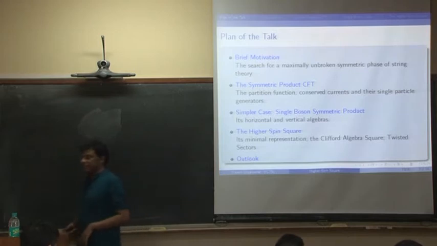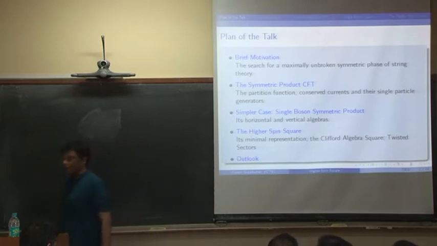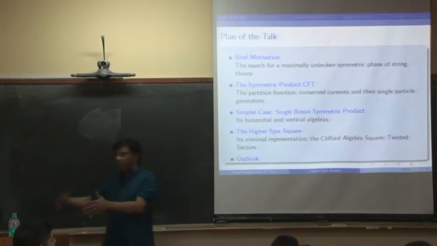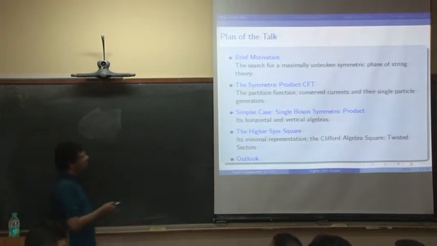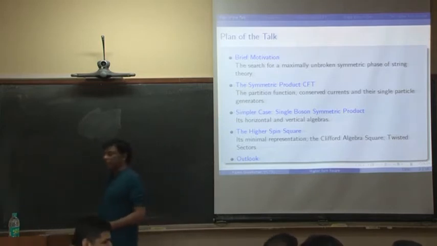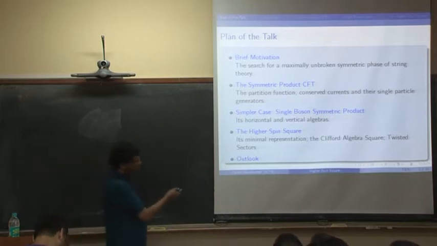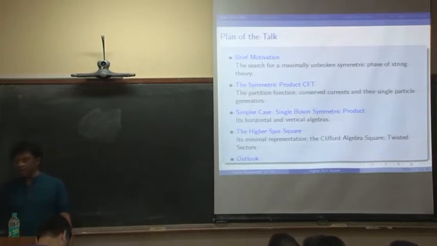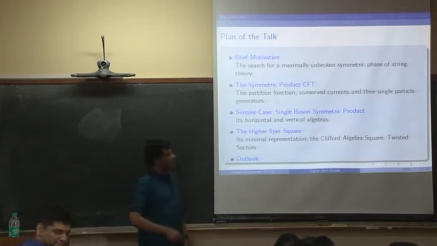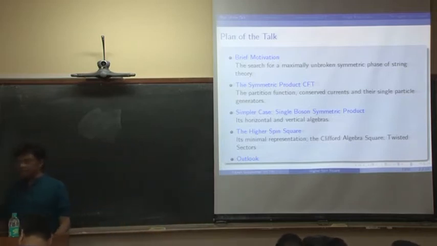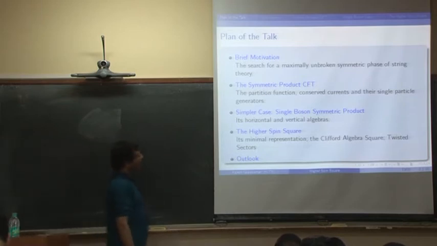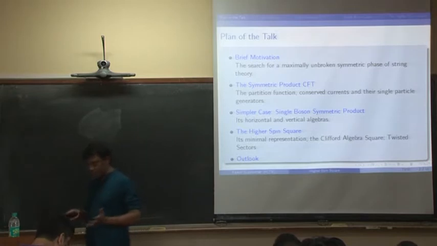To uncover the structure of the symmetry, we'll focus on a simpler, pared down version of this, which will not really be dual to any bona fide string background, but will just involve a single boson symmetric product. It will capture algebraically many of the features of the symmetric product CFT, of the actual CFT. In this context, we'll be able to exhibit this higher spin square structure most minimally, and I think it's a very interesting mathematical structure.